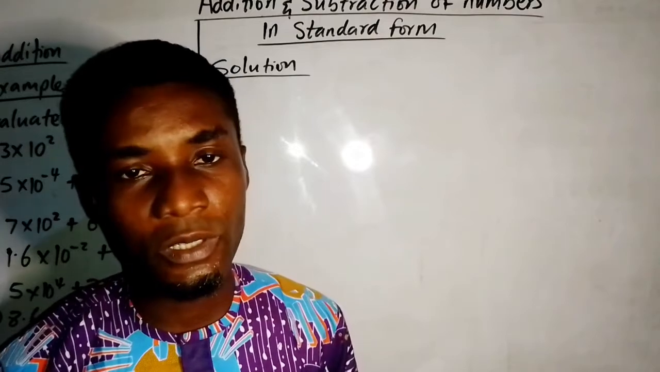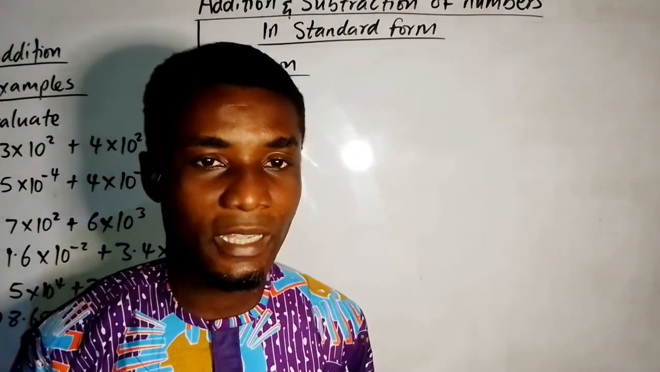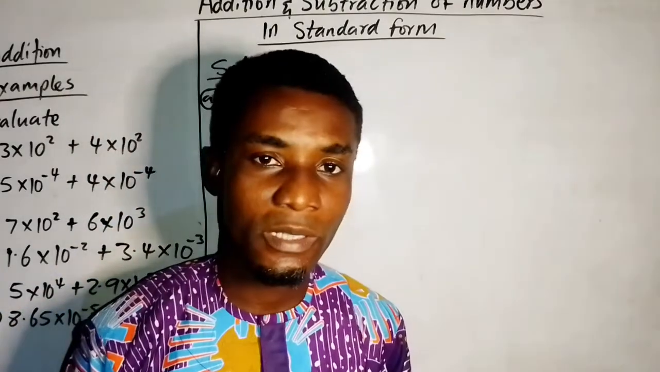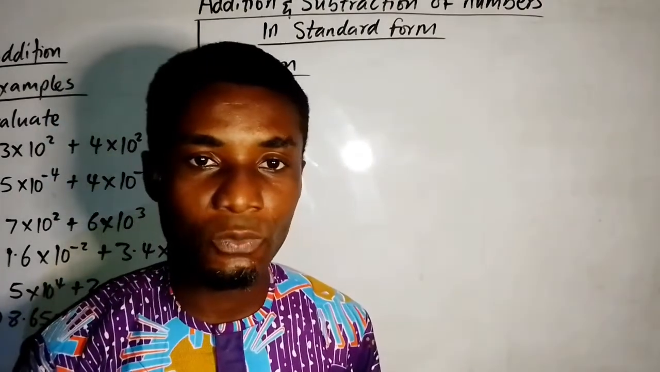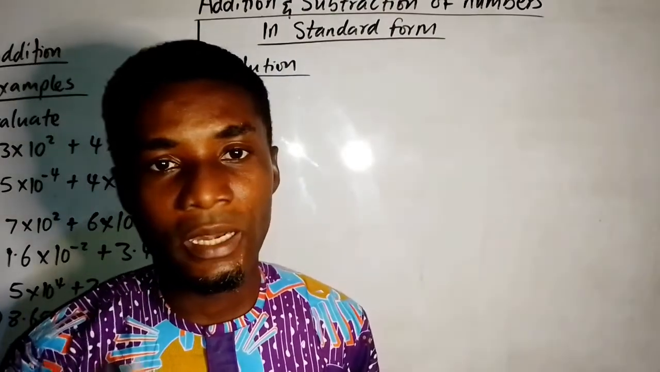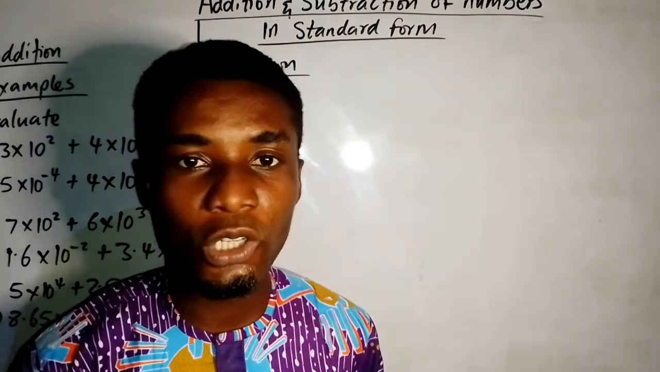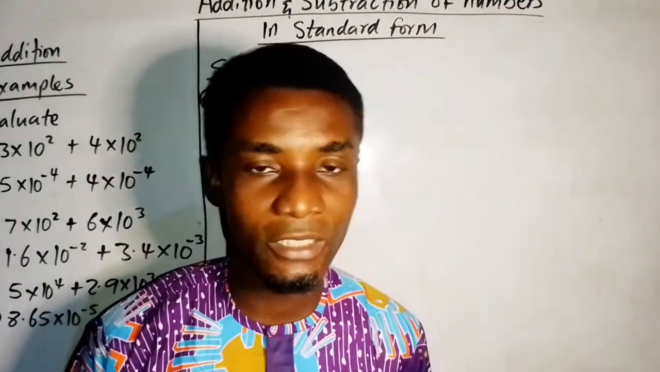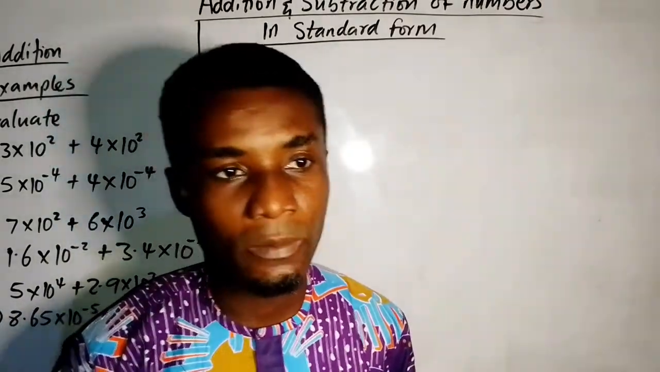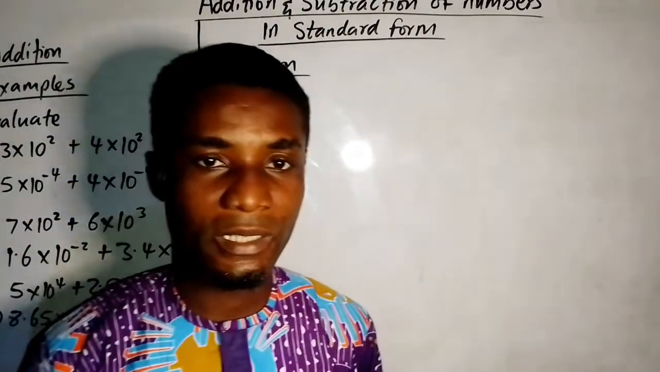In our previous class, we discovered that standard form is a way of expressing a very large number in an easier manner. And when we're talking about standard form, your coefficient, which is your first digit, must be greater than or equal to 1 and less than what? Than 10. Your first digit, which is your coefficient, should not be more than 10 and should not be less than 1. Now, let's discuss the addition and subtraction of numbers in standard form.